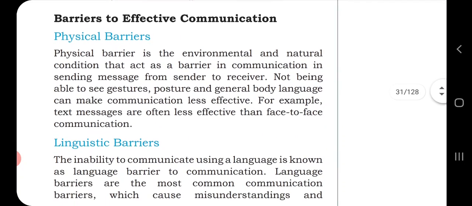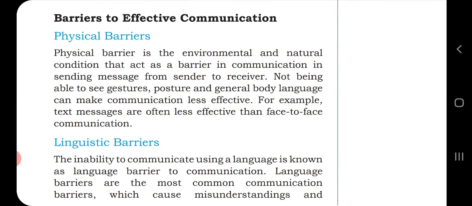First is physical barriers. Now, physical barrier is the environmental and natural condition that act as a barrier in communication in sending message from sender to receiver. So physical barrier, as the name suggests, there is some disturbance in the environment. It can be in the natural condition that act as the barrier in sending message from sender to receiver.